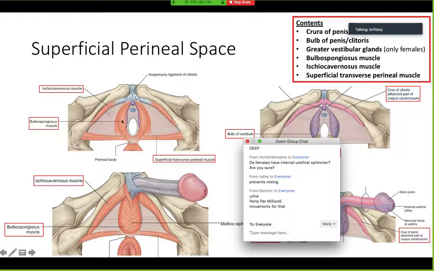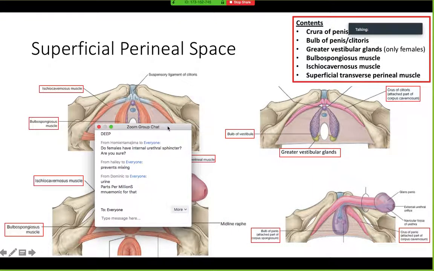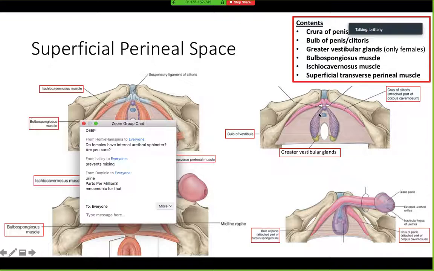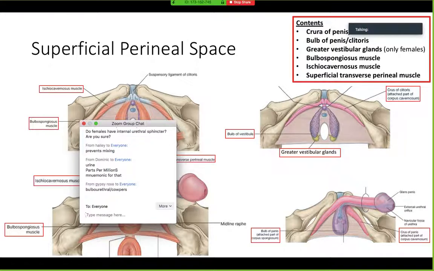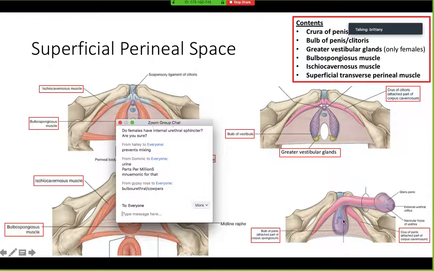So make sure, again, that you know all of these muscles. So ischiocavernosus, bulbospongiosus, and then superficial transverse perineum muscle. Okay, and then over here, remember the greater vestibular glands. And then the glands in the male are called what? Right, bulbourethral or Cowper's glands. And those are shown right here.